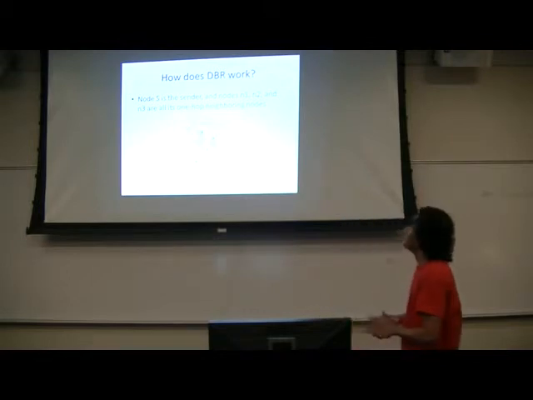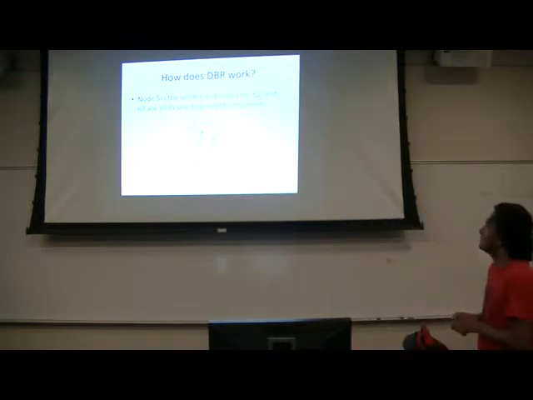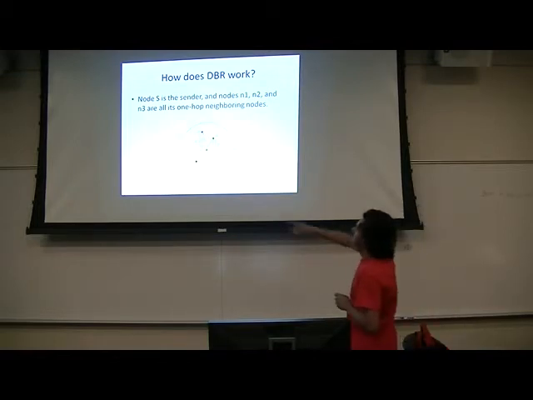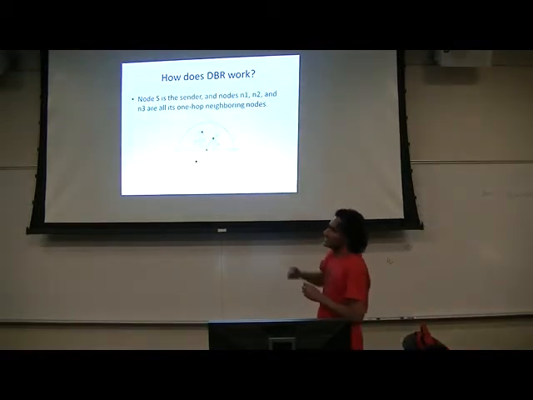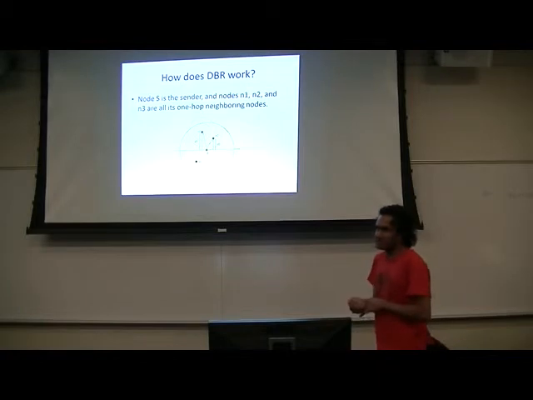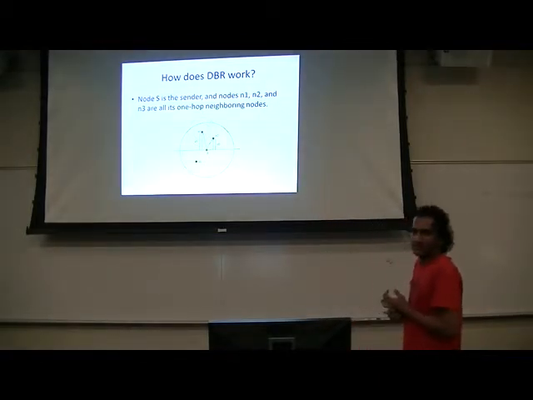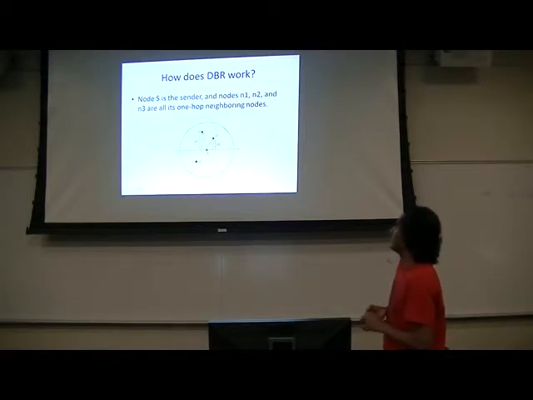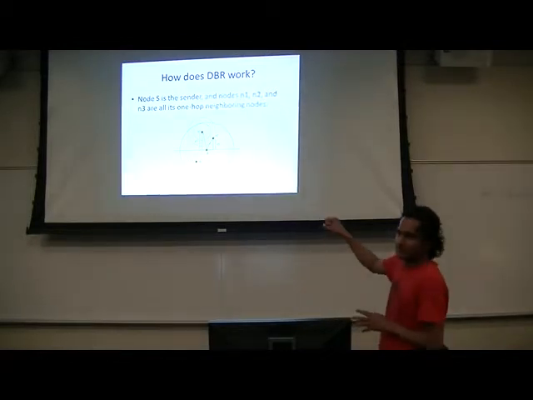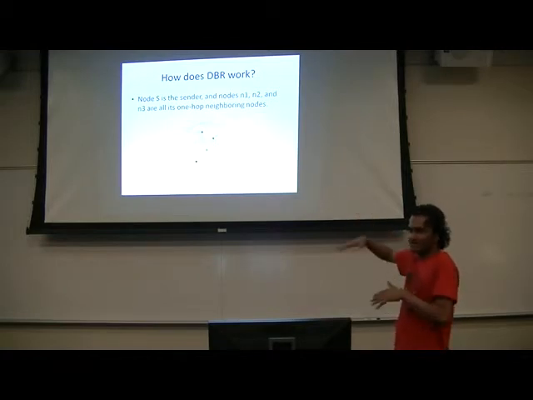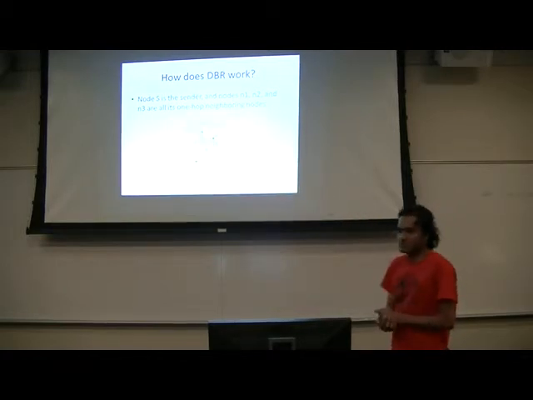Another protocol is depth-based routing. In this protocol, the source here is S. It is sending or broadcasting data to other nodes. N1, N2, and N3 are the neighboring nodes. N3 will not transmit or forward the data, as it is already below the source node.